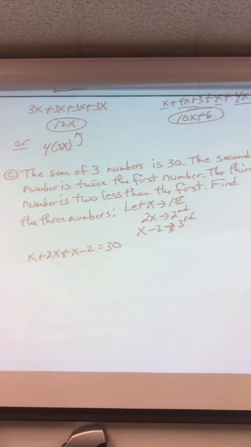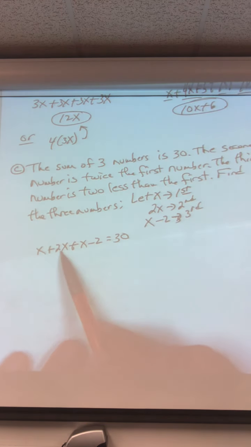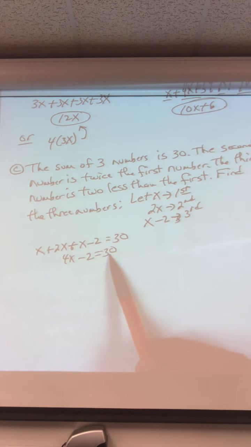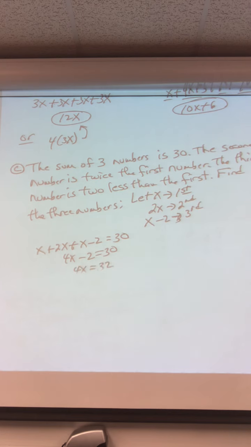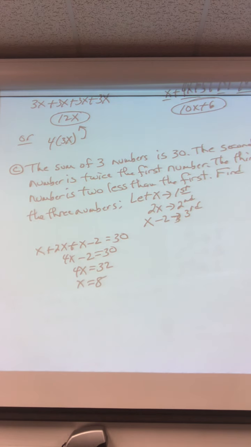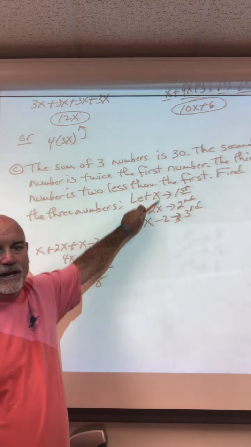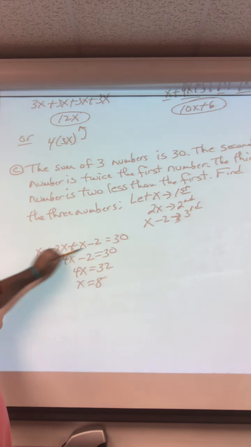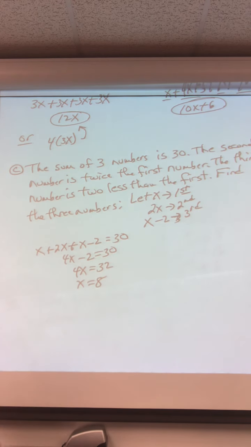The third thing I'm looking for is where you work it out. Well, x plus 2x is 3x plus x is 4x minus 2 equals 30. Add 2 to both sides to get 4x equals 32. Divide both sides by 4 to get x equals 8. So that's the third thing I'm looking for. Number 1 is your heading. Number 2, your equation, this line right here. Number 3, where you worked it out.